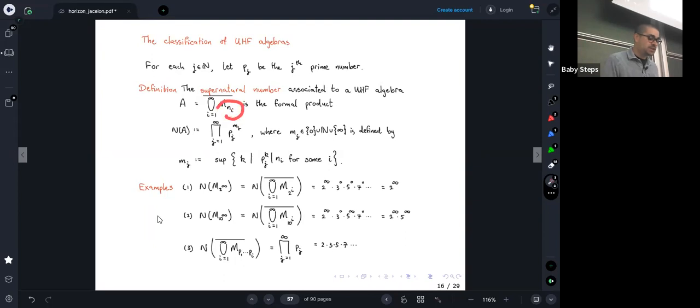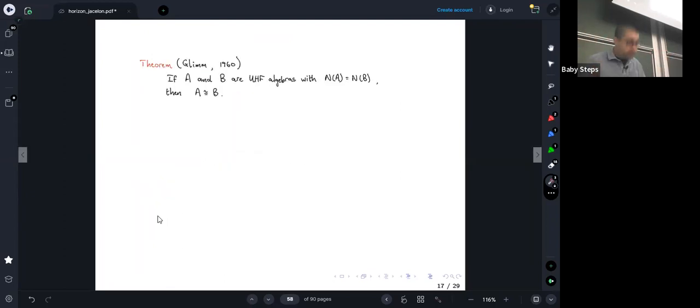You give me any, and it just depends upon these numbers n_i that appear in the way that you build up your UHF algebra. All right, so the theorem due to Glimm in 1960 is exactly what I told you: if we have two UHF algebras, which could be described in different ways, building up matrix algebras, if the supernatural numbers are the same, then the C*-algebras are isomorphic. This was proved by Glimm in 1960 using ideas that go even further back to von Neumann in the 1940s.